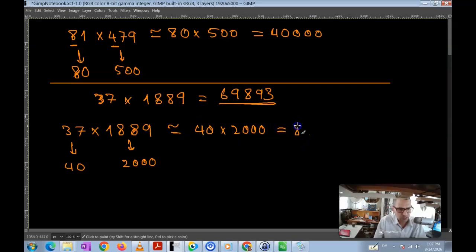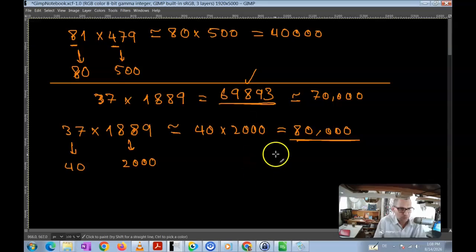4 times 2 is equal to 8, and then I have 4 zeros over here. So my estimation becomes 80,000. And the answer that I got over here is 69,893, somewhere very close to 70,000. So 70,000, 80,000. If I did the calculation this way, most probably I didn't make any mistakes.